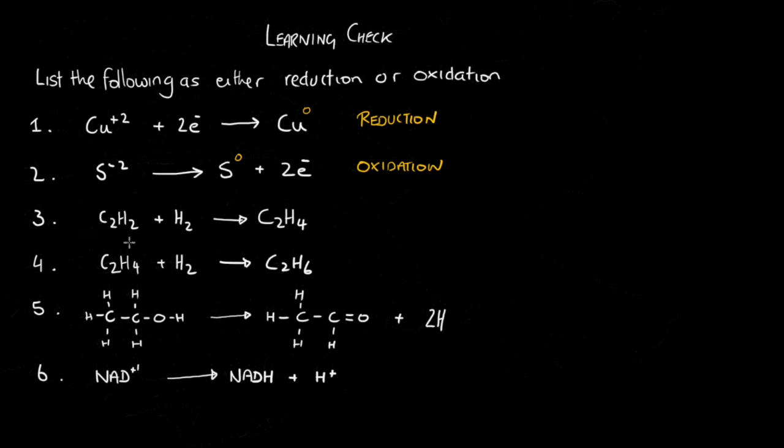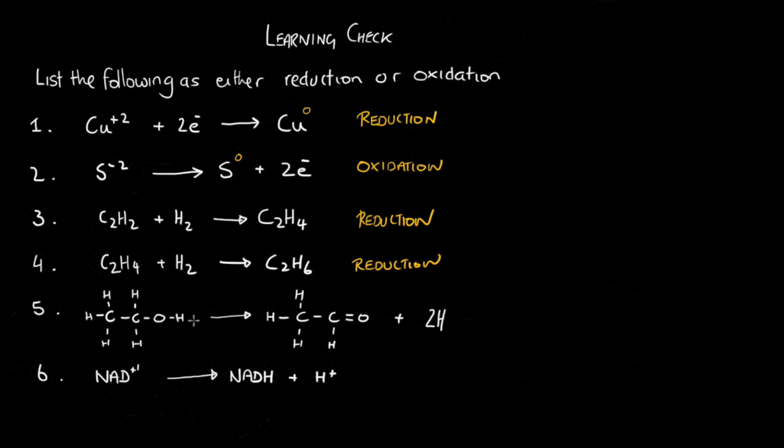Here we've got a molecule. It's C2H2. It's gained hydrogen. And gaining hydrogen is known as reduction. This one is also a reduction. The only difference is that we've got this molecule here, which happens to gain a further 2 hydrogen atoms. So it's been reduced. The next, question 5, is a little bit more complicated.